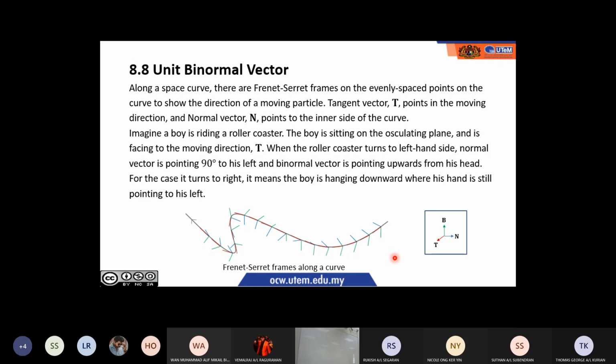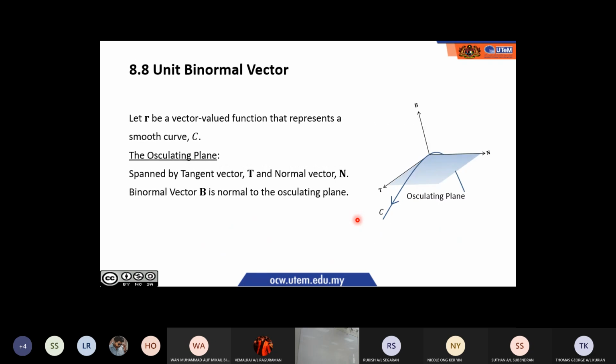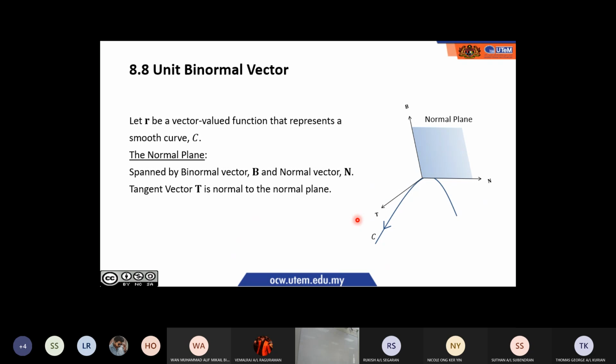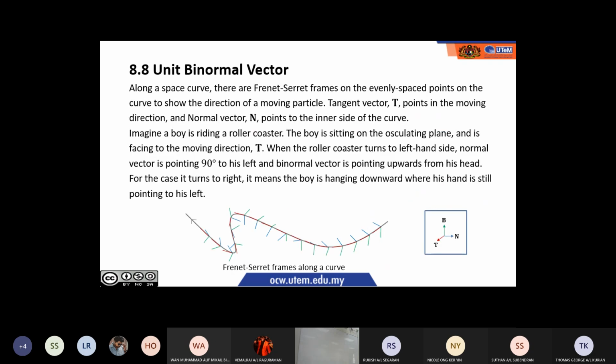Okay, this one forms 90 degrees. I think the color is wrong. This one should be the normal vector. This one should be the binormal vector. You see, this one should be blue. This one should be green. It points upwards. It's wrong here. This one should be green.